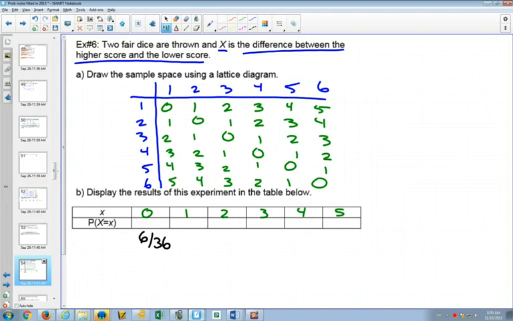1, 2, 3, 4, 5, 6, 7, 8, 9, 10. We have 10 ones, 8 twos, 6 threes, 4 fours, and only 2 fives. And again, if you add them all up, it equals 36 out of 36, which is 1.